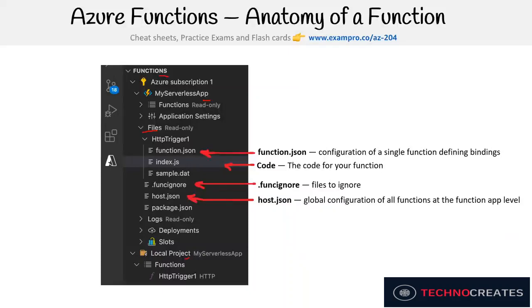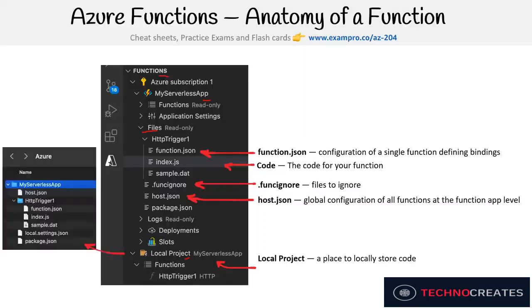We have host.json. This is global configuration of all functions at the function app level. Then there's the local project itself. This is just where the function is stored locally, and a lot of times you're moving that code to the remote storage on Azure.